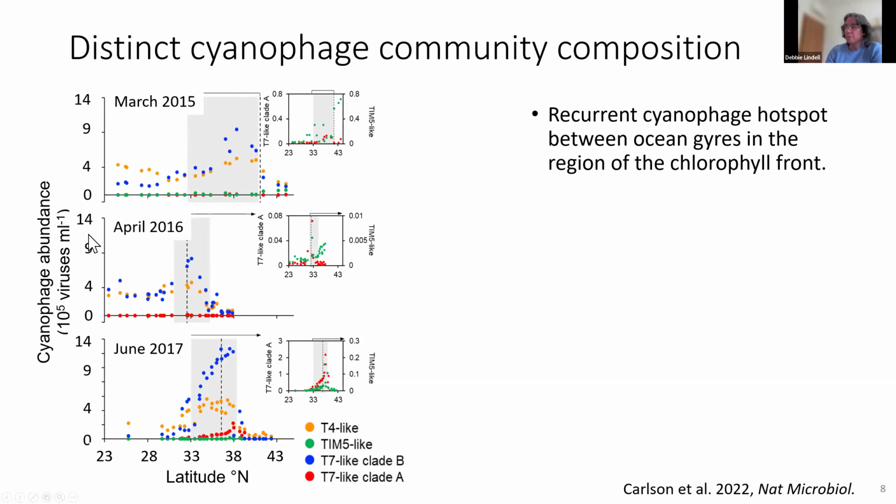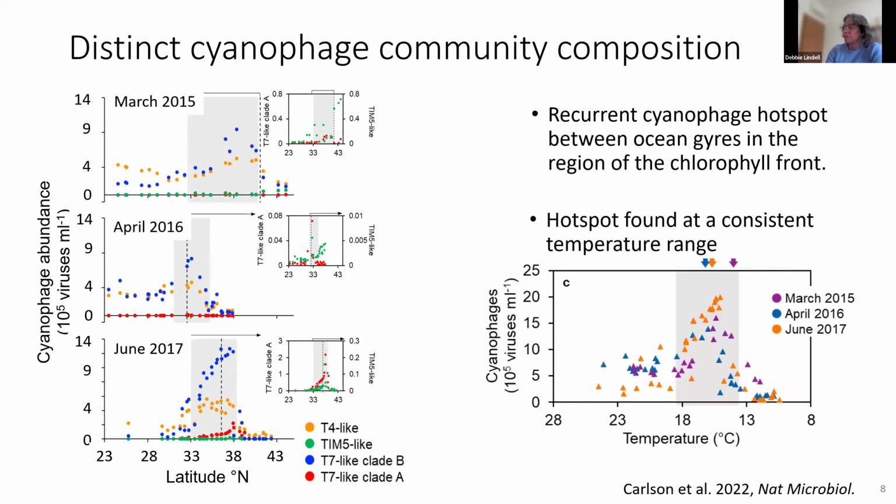And you can see that based on latitude, the position of this hotspot is different in each of the cruises due to differences in environmental conditions and annual differences as well. And when we plot these data with temperature, we see that the hotspot of cyanophage abundances occurs at a consistent temperature between 13 and 18 degrees Celsius. We're not saying here, though, that temperature is driving this, but rather that there's a correlation between the hotspot and temperature.